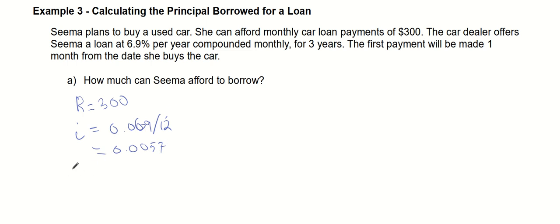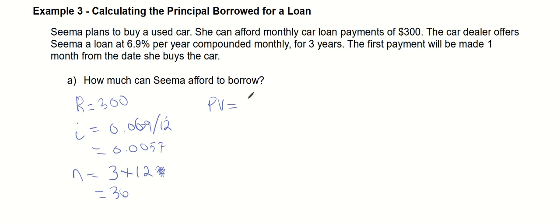And our number of periods is 3 years, but it's compounded monthly. So we have 3 years compounded monthly. Each year has 12 months, so we have here 36. I'm going to put it over here, 36. So we have everything we need. Pop it into our formula.